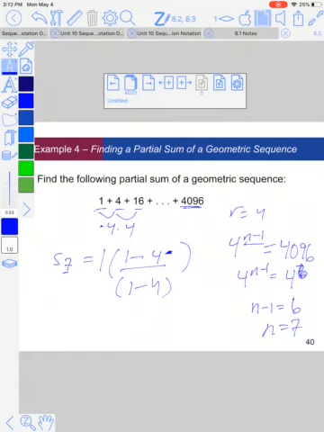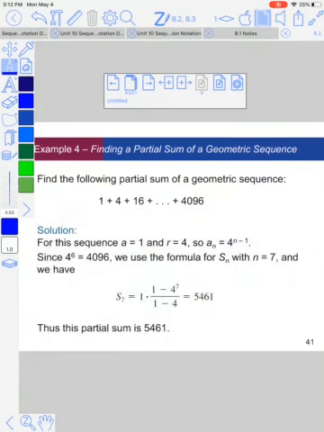So this is S sub 7, so that means it's going to be 4 to the 7th. So if I plug that in my calculator and I do the math, then I get out 5,461. Okay? Make sure you plug in your calculator, make sure you can do it, make sure it comes out to be 5,461. All right, let's go ahead and take a look at another one.